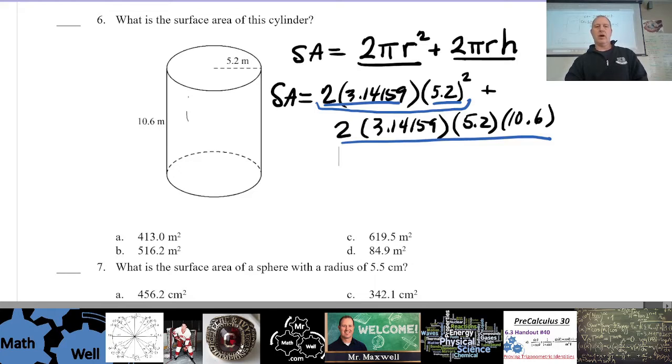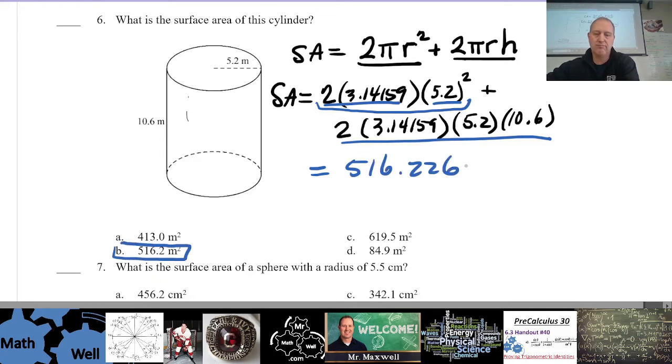I'll give you a chance to do this one and let me know what you get for an answer, and we'll double check it. Okay, so finish that up. B or D? B? All right, B should be your answer. You should get something like 516.225, so rounded 516. That's correct.